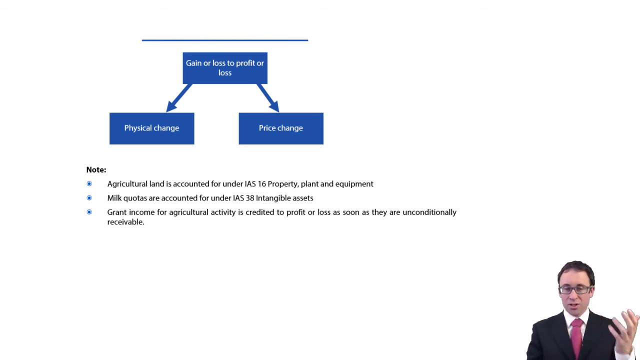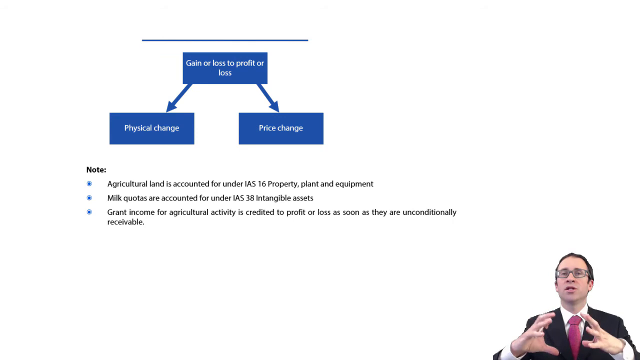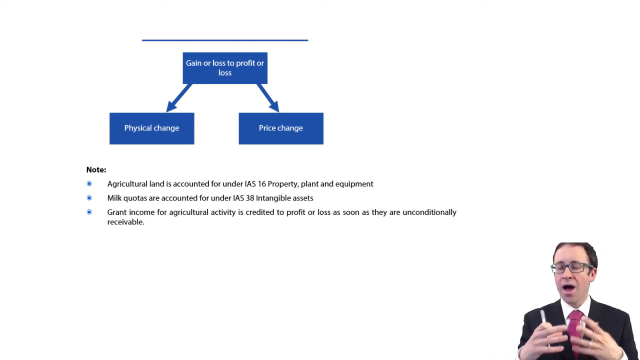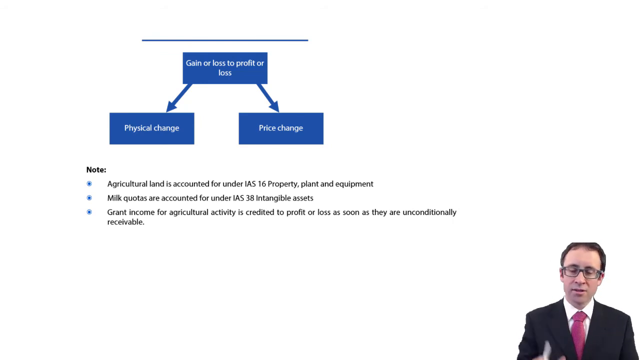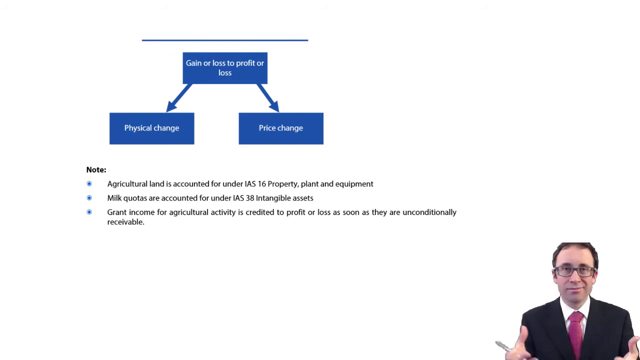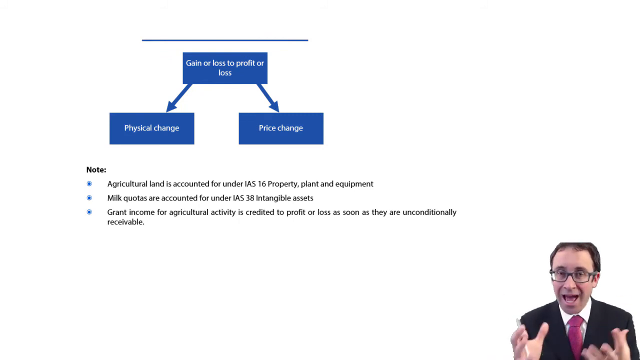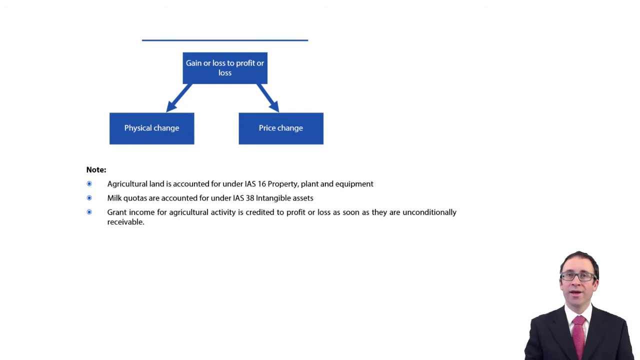Other bits and pieces, just a note at the bottom. If you've got some agricultural land, where the biological assets are growing, so that's where you've got your apple trees, your grapevines, it's land. It doesn't matter what's growing on it, whether it's apple trees, grapevines, or a building, it's land, isn't it? So therefore it is IAS 16. So do not depreciate it.